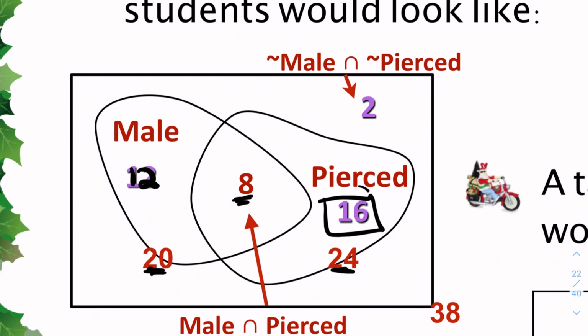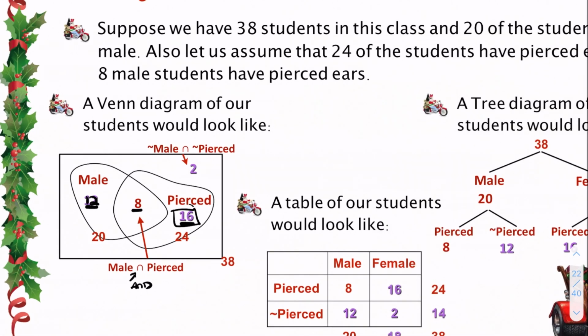So this is double counting this 8. If you just added up those numbers, which is oftentimes what people end up doing, it's not right. So what we want to do is say 12 plus 8 gives me 20, plus 16 is 36, which means I have 2 females in the class that don't have pierced ears. So that's the Venn diagram way.